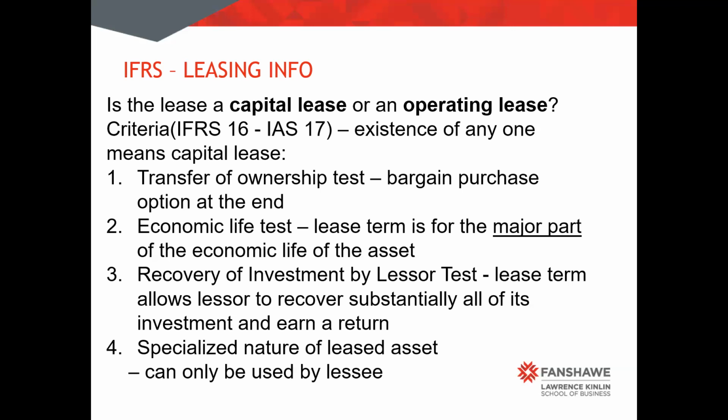And the last one is the specialized nature of the leased asset, so it can only be used by the lessee. So say it's a piece of equipment that the organization we buy it from or lease it from can't use, and they build it for us. Well, realistically, it has no other use, so it can be considered a capital lease.